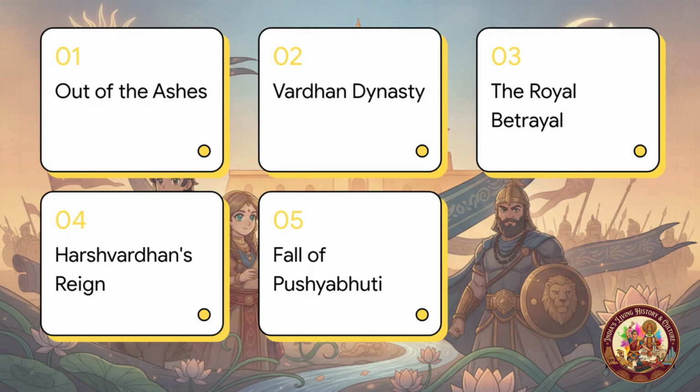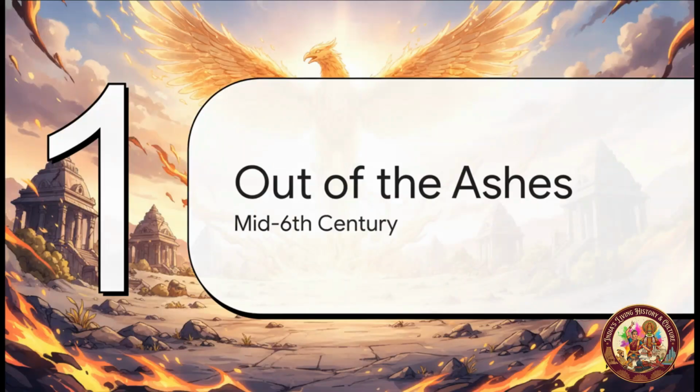Here's our game plan for today. 1. Out of the ashes. 2. Enter the Vardhan Dynasty. 3. The ultimate royal betrayal. 4. Harshvardhan's revenge and reign. And finally, the fall of Pushyabhuti. Starting off with Section 1, Out of the Ashes.